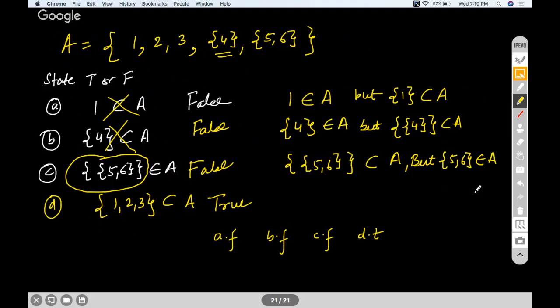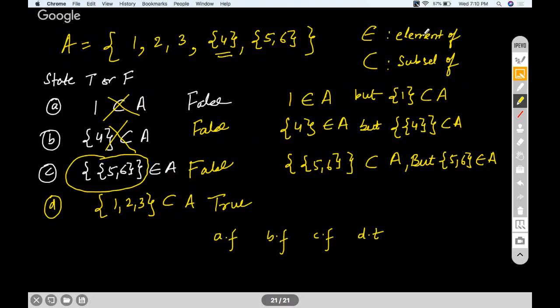Nobody got this right. Guys, try to understand the difference between subset and element of. This means it's an element of, or belongs. This means it's a subset of. So this must be a subset. This must be a set. Is that fine?